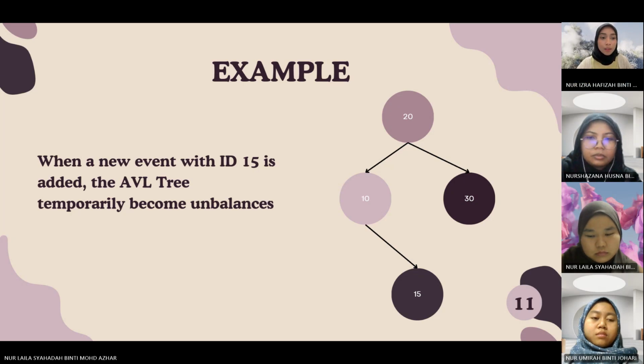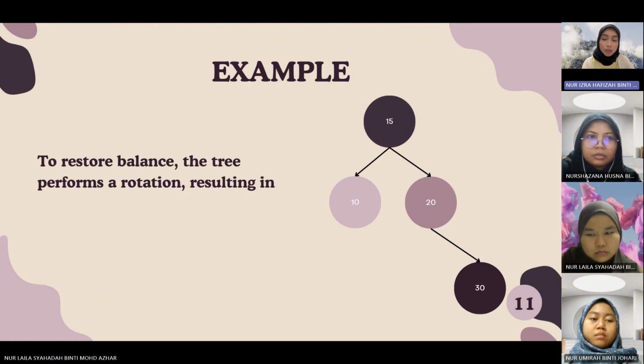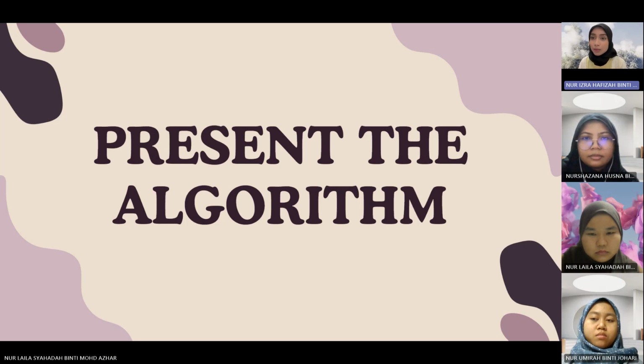So next, we will rebalance the tree. Here is where the AVL tree shines: it automatically rebalances itself by rotating some nodes. After the adjustment, the tree looks like this. Now the tree is balanced again and we're back to lightning fast operation. I will pass to Shazana to present the algorithm.